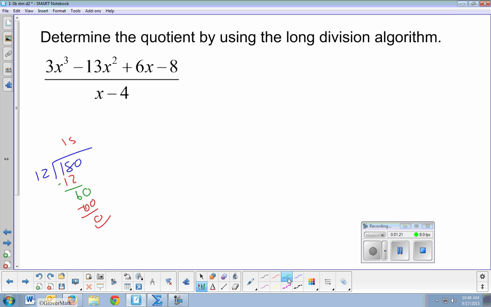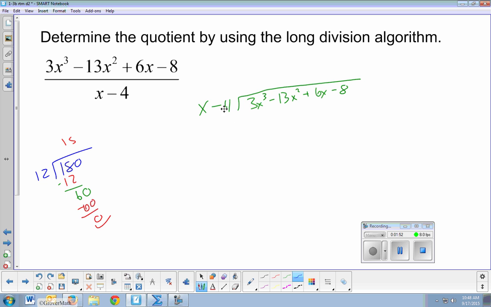All right, so that's a quick little recap. Let's keep that there, though. So how do we do this? First of all, just like with the reverse tabular, you have to make sure it's in standard form. The exponents are in order and you're not missing any terms. Good to go. So x minus 4 is our divisor, and that goes on the outside. 3x cubed minus 13x squared plus 6x minus 8, the dividend, goes in the middle.